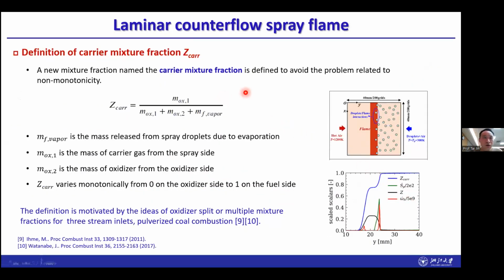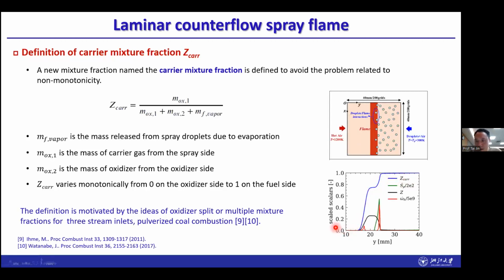Okay, so to overcome the first question for the mixture fraction, we have derived a new definition of mixture fraction, which we named the carrier mixture fraction. The carrier mixture fraction is defined here to avoid the problem. We can see that for this laminar spray counterflow, we can see first the results for the carrier mixture fraction.